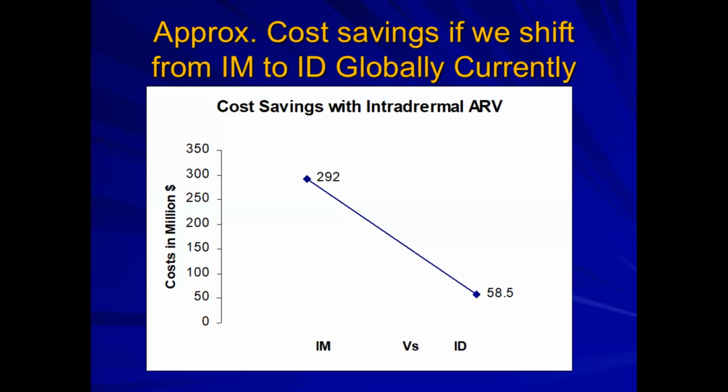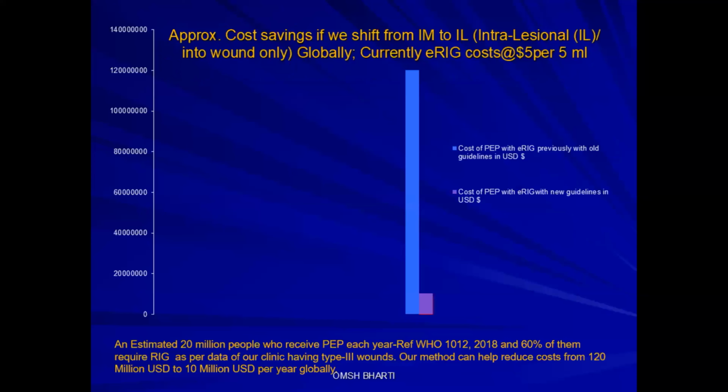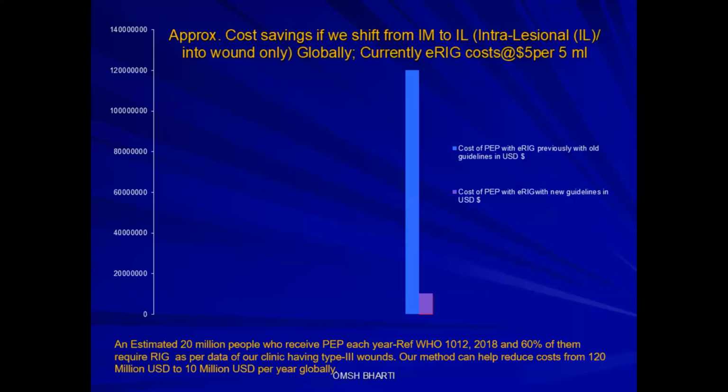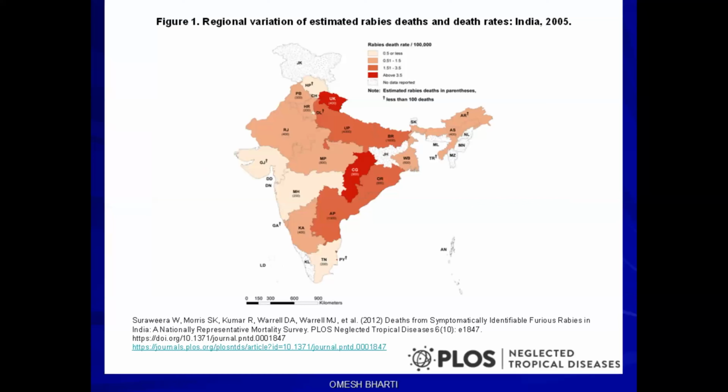So you can see globally, when we shifted from intramuscular to intradermal, we saved around $200 million per year on vaccine. Next. And when we shifted from intramuscular immunoglobulin to only wound infiltration of immunoglobulin, a further $200 million is saved. This is immunoglobulin that can be saved, $200 million per year.